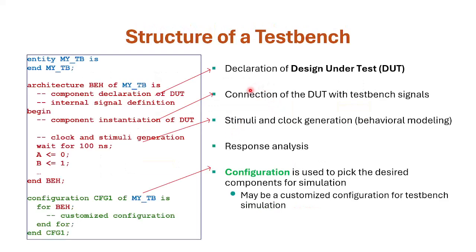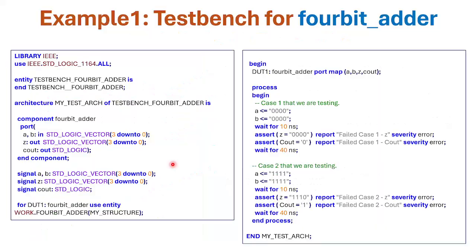This is the general structure of a test bench. As I said, it is declared just like an entity, and in this case called my_TB, and it doesn't have any input and output ports, as I said before. And it has to have an architecture description as well, which we'll see more details about in the examples later on.